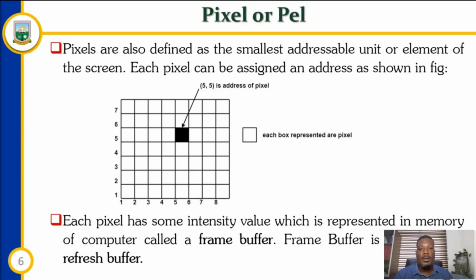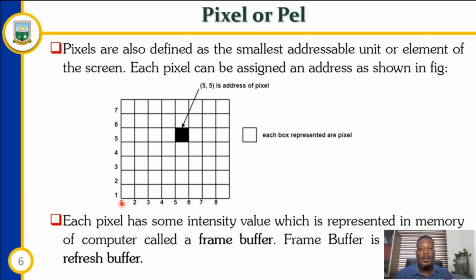But before I go on, you should bear in mind, from the diagram as you see here, let me activate the laser pointer. From the diagram as you see over here, each pixel has some intensity value which is represented in memory, and this memory is termed as the frame buffer as I was talking about, and this same frame buffer is also called the refresh buffer. Looking at this, you can see this is a pixel which is displayed on a display unit, and each of these boxes will represent a pixel.